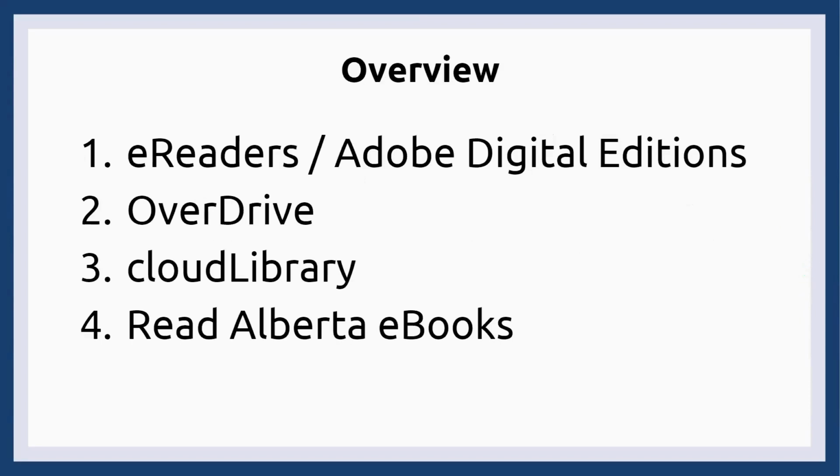So this is a little overview of what we're going to be looking at today. We'll begin with e-readers and how we use Adobe Digital Editions to get ebooks from our e-resources onto your e-reader. And then we will look at Overdrive, Cloud Library, and Read Alberta ebooks, which are our three main e-resources where you can find e-content.